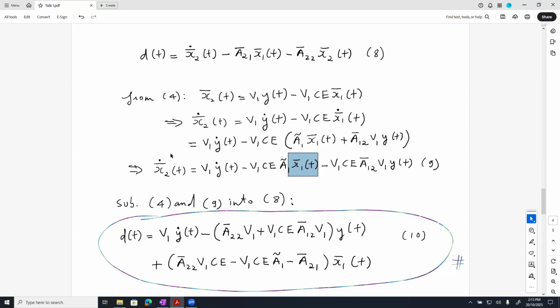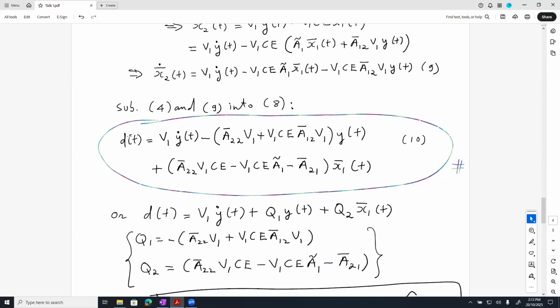Okay, so we will substitute that equation 9 back into equation 8, and we also replace x2 bar by this expression. Then we obtain the unknown input d of t in its entirety. What it means in here is, oh, the unknown input itself is related to the derivative. Now have a look at that term. It's basically V1 times y dot of t.